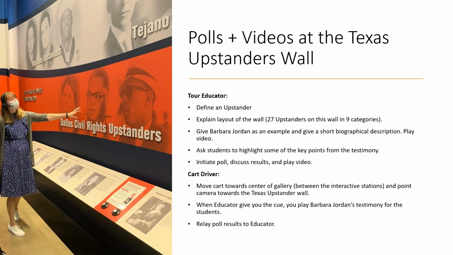Say there are 27 upstanders on this wall in 9 different categories, and even encourage your cart driver to pan so that they can see all 27 upstanders, the faces of all 27. Then explain that you're going to talk about one specific upstander by the name of Barbara Jordan, and you can have your cart driver follow you over to the image of Barbara Jordan on the top right of the wall. Give a very short biographical description of Barbara Jordan.